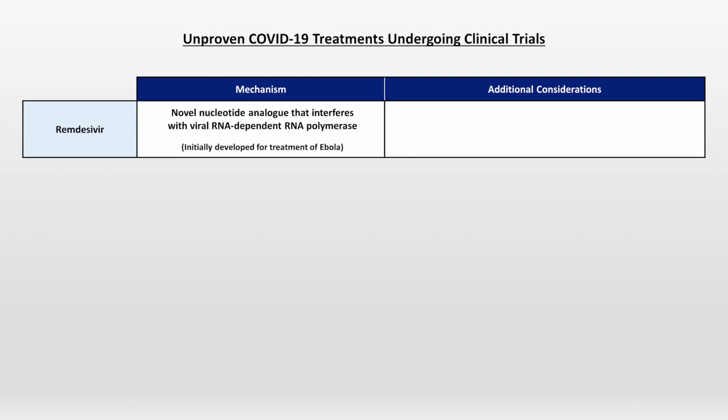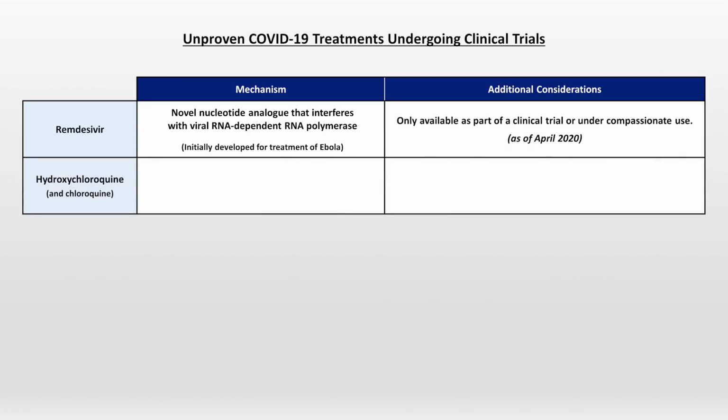Remdesivir was originally developed for the treatment of Ebola, although a 2019 RCT found it less effective than several other alternatives for this indication. Currently, it's only available in the United States as part of a clinical trial or under compassionate use. The medications that have gotten the most press to date are hydroxychloroquine and the structurally similar but modestly more toxic chloroquine.